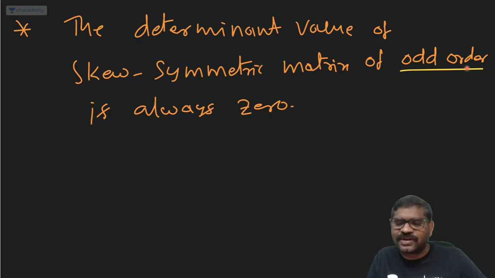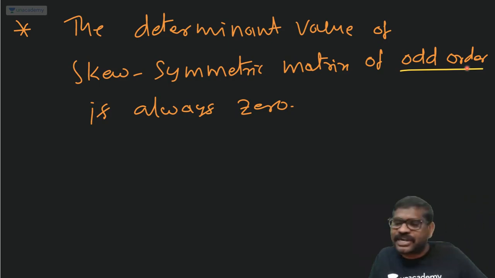1 is an odd number, but don't take 1 cross 1. If you take 1 cross 1, you will get a non-zero entry. How will it become 0? If your matrix is 1 cross 1, you can't prove that it is skew symmetric. You have to take a 0 entry. That's why we start from 3 cross 3.